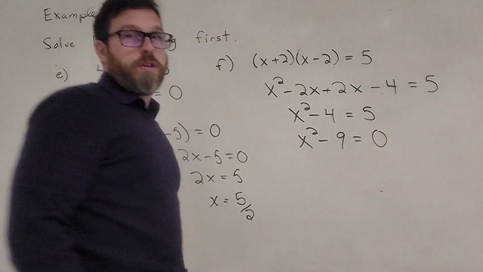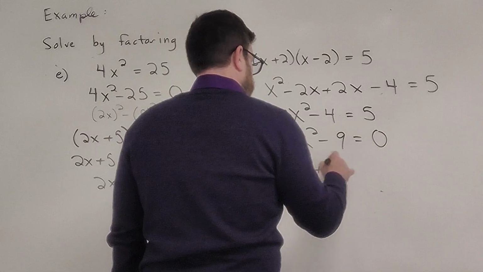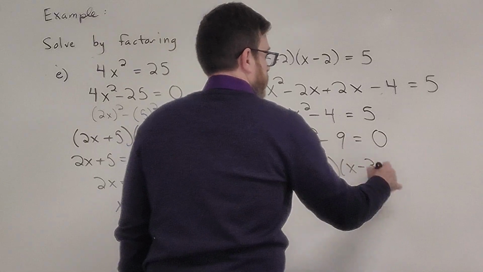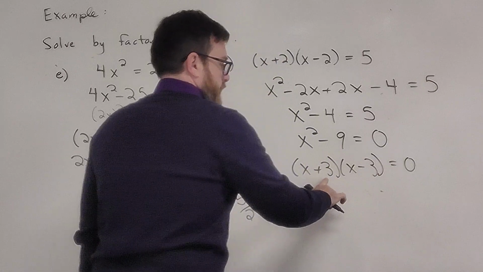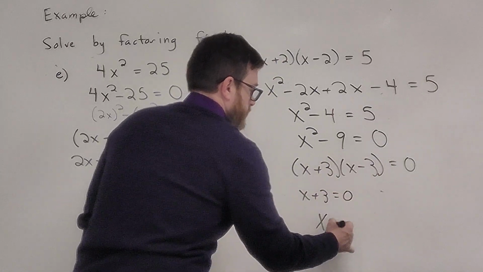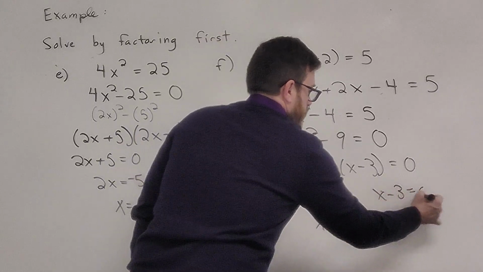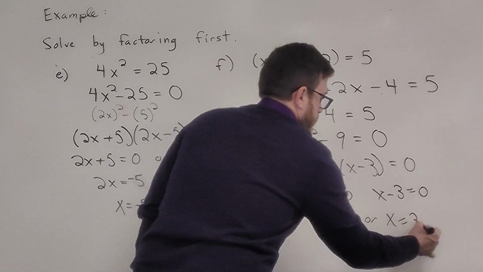So now that it's equal to 0, I can factor these. Difference of squares. x plus 3 times x minus 3 is equal to 0. So this is going to give us negative 3. This is going to give us positive 3, because x plus 3 equals 0 means x is equal to negative 3. Or x minus 3 is equal to 0, which means x is equal to positive 3.